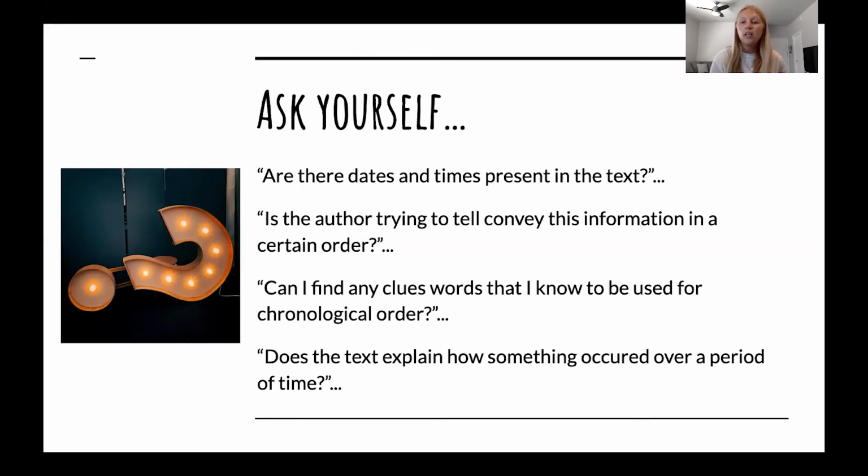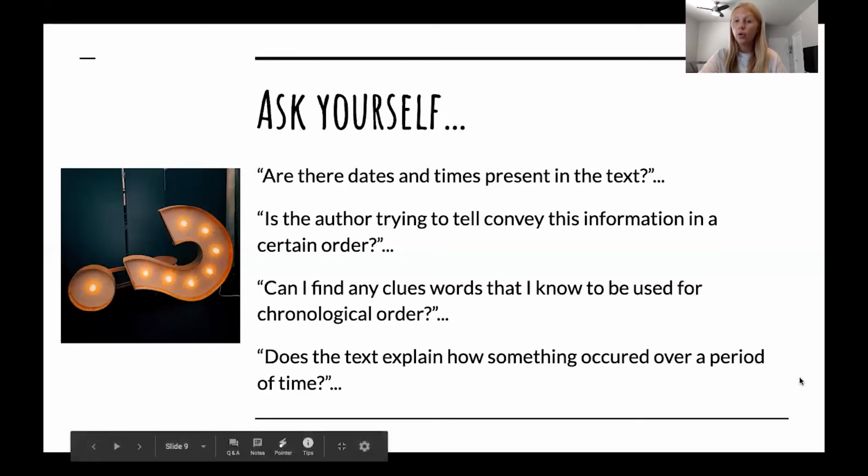Can I find any clue words that I know to be used for chronological order? So again, our clue words, which were in our last text, look for those when you're reading a text and see if you can find any clue words that you know to be used for chronological order. And does the text explain how something occurred over a period of time? So again, does the text describe when something first began and then describe it to the ending of when it occurred and what happened in between all that time in order? That's a very important question to ask yourself when looking for chronological order.